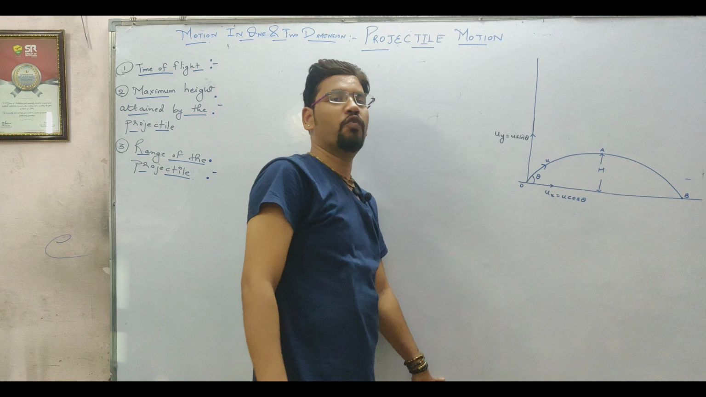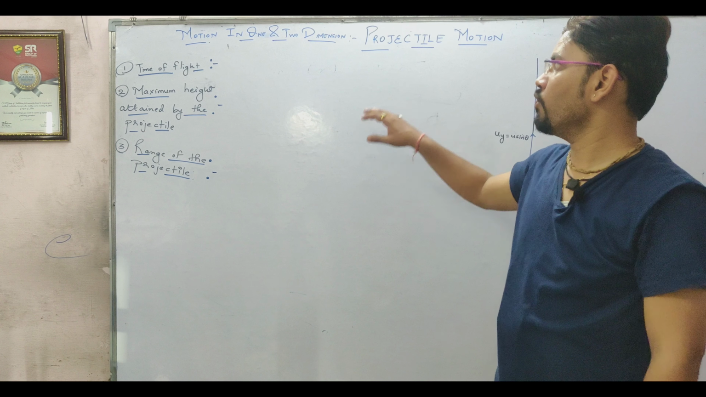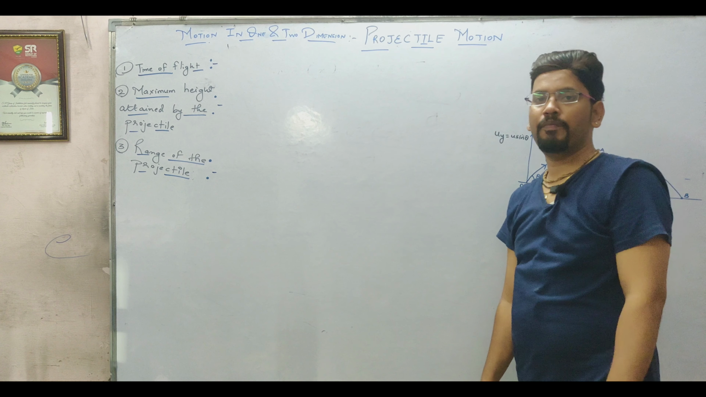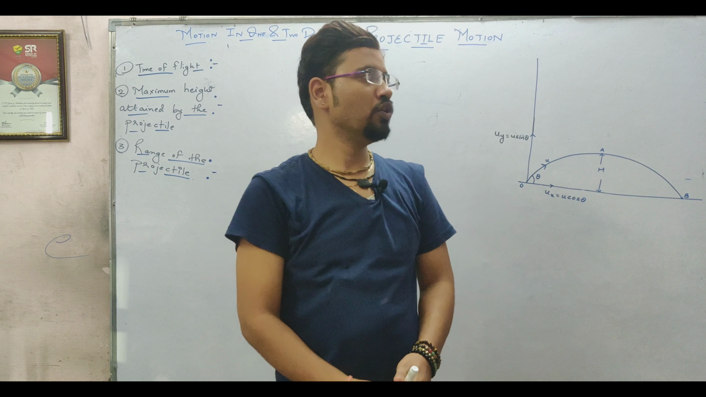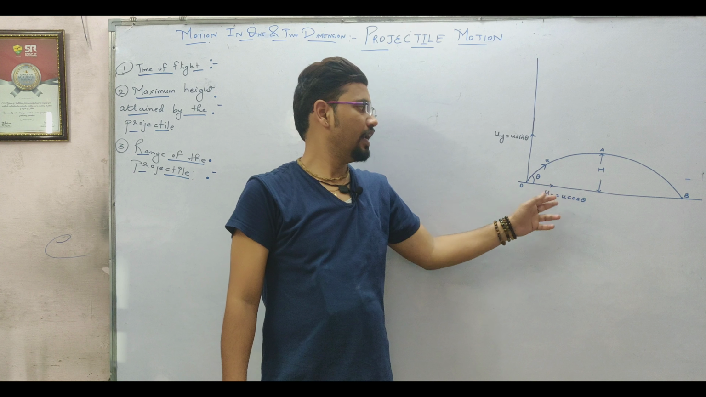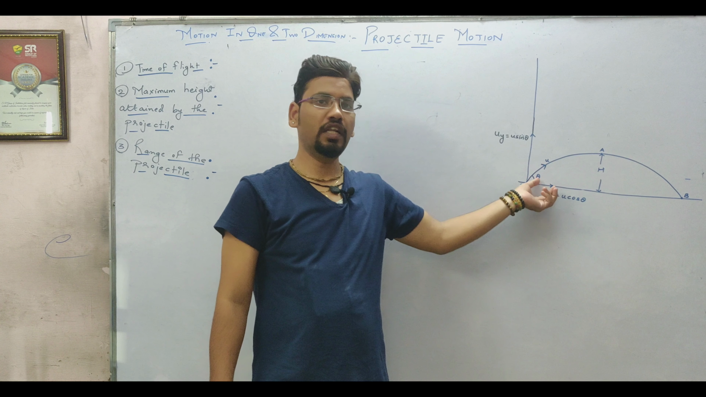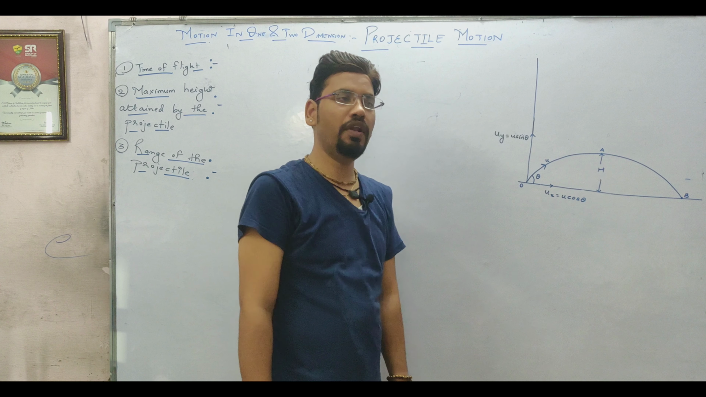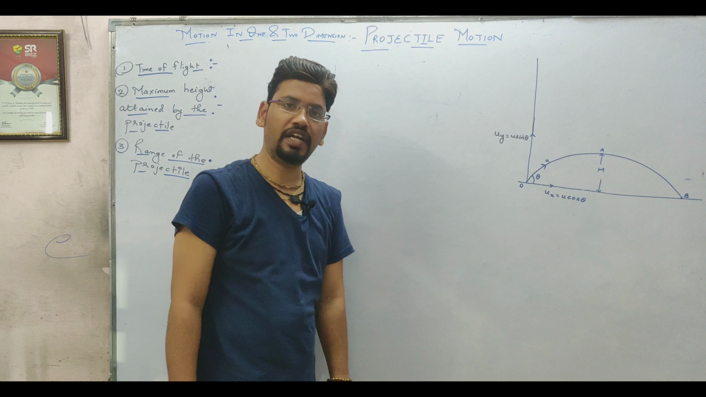Okay, so today we are going to study one of the topics of motion in 1 and 2 dimensions of class 11. That is projectile motion. Projectile motion is the motion when an object is thrown with a certain initial velocity u at a certain angle theta with the horizontal, such that during its entire motion it is subjected only to acceleration due to gravity.